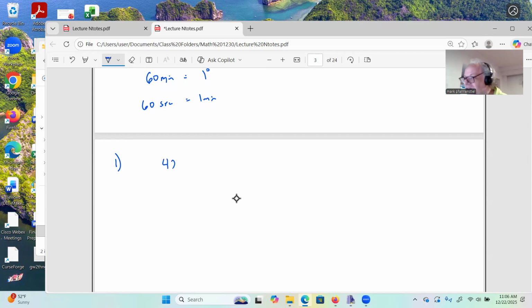So what if I have to convert 42.5 degrees to degrees, minutes, seconds? The 42 degrees, I've already converted. So that's going to be 42 degrees plus 0.5 degrees, and I've got to change this into minutes. So 0.5 times 60 minutes to 1 degree. 0.5 times 60, we end up with 30 minutes. So this is going to be 42 degrees, 30 minutes. And that's how we calculate this.